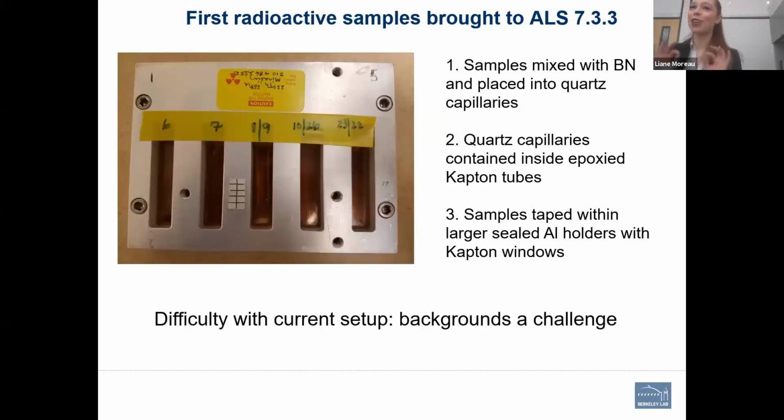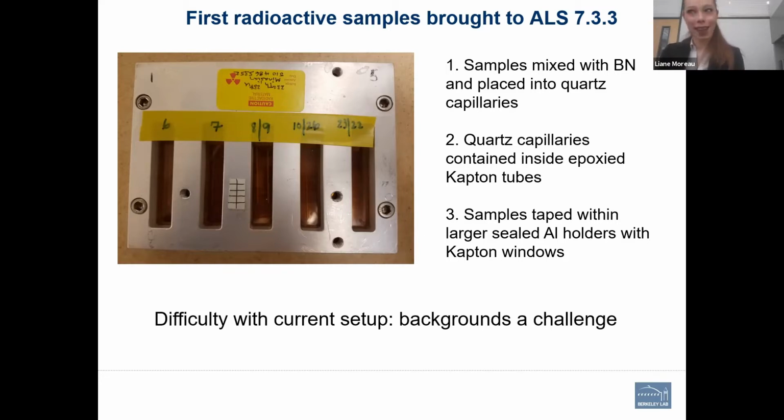We had a challenge there, though, in that although we were at Berkeley Lab and had a synchrotron right there, no one had ever measured radioactive materials at the beamline. So we had to be the first ones to convince them to let us take our radioactive materials there. That was a little bit of a challenge, but we were able to do that. What we ended up doing was mixing our solid state samples with boron nitride, placing them into quartz capillaries, placing those capillaries inside of Kapton tubes, and then sealing those into larger holders.